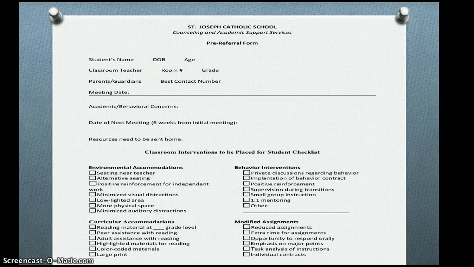This is a form of the pre-referral intervention strategies. If you want to target behavior, some of the interventions that are provided are one-on-one mentoring, small group instruction, supervision during transitions, positive reinforcement, and private discussions regarding the student's behavior. Some environmental accommodations that can help a student are sitting near the teacher, a low-lit area, more physical space, minimizing auditory distractions, and so on. You'll be going over the strategies and together deciding what interventions are appropriate to meet the student's needs.